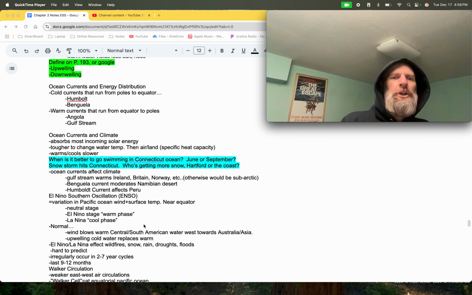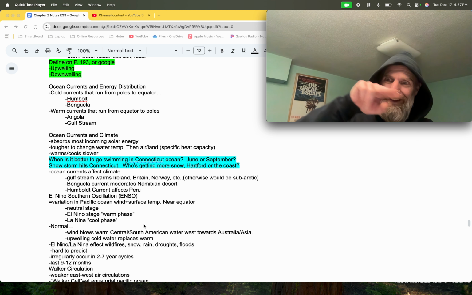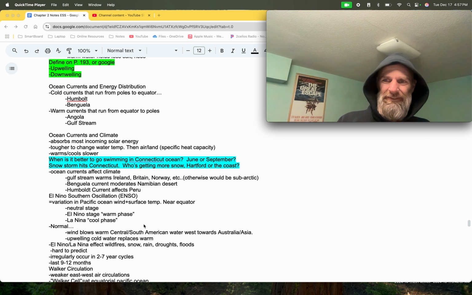So, ocean currents affect climate. The Gulf Stream warms Ireland, Britain, Norway, etc. Otherwise, it would be subarctic. So, that's why the Gulf Stream matters. It comes from the Caribbean right up to England and Norway, too, which makes it a nicer temperature-wise.